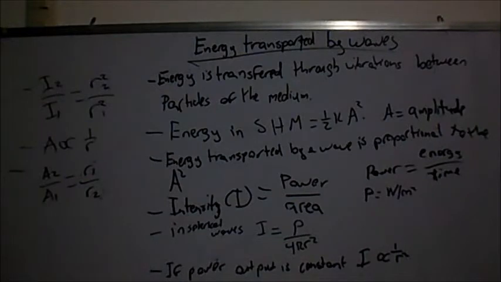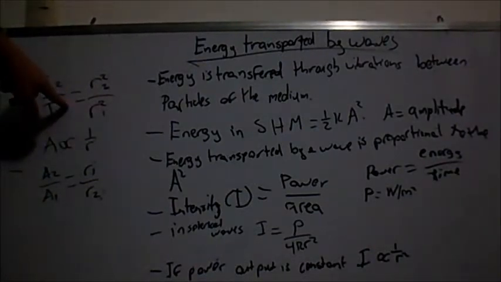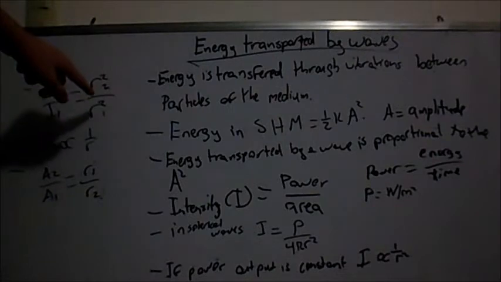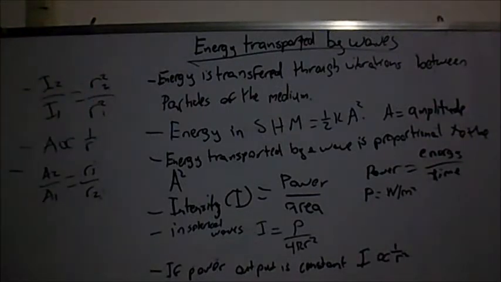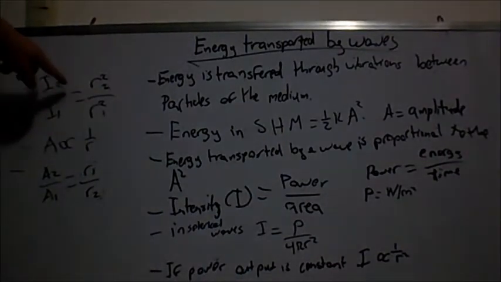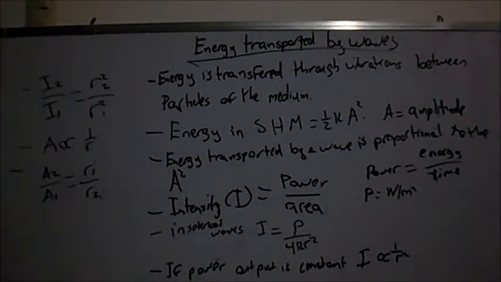The same thing applies for 2 points away from the source. We can see that intensity 2 over intensity 1 is equal to radius 1 squared over radius 2 squared. So if you calculate at 2 points away from the source, the further you are from the source, the lower your intensity is going to be, but the higher your radius is going to be. Now, your amplitude is proportional to the inverse of the radius from the source of the wave, because the closer you are to the source, the higher is your amplitude.